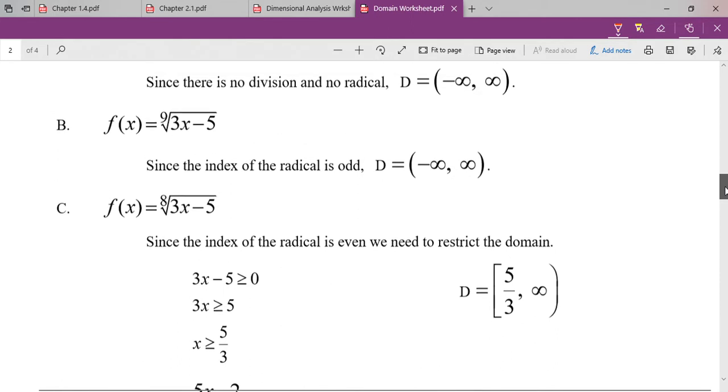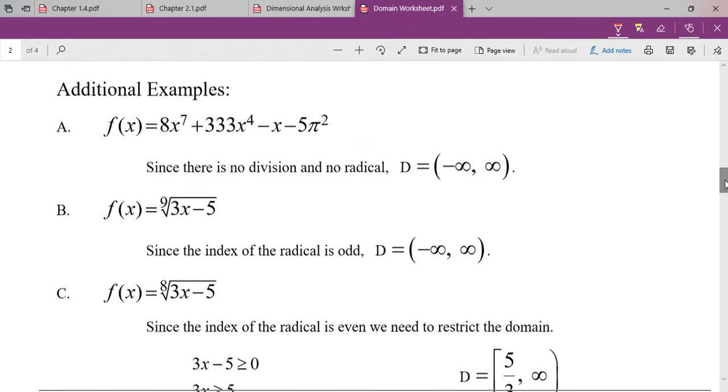If you have any questions on them, obviously send me an email and let me know what you're struggling with and why you can't get that answer. So let's look at this part A.